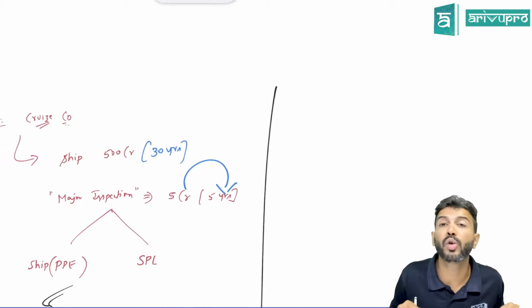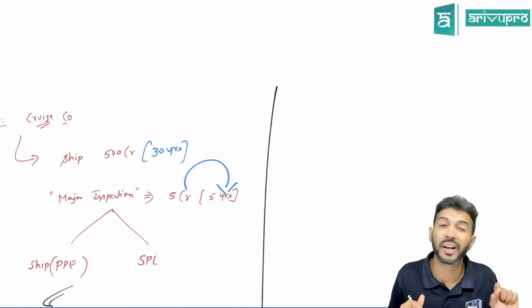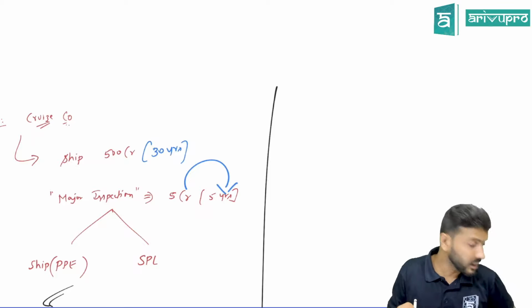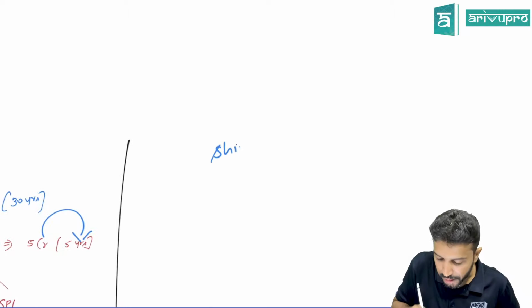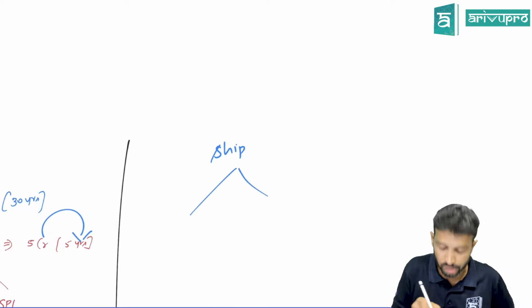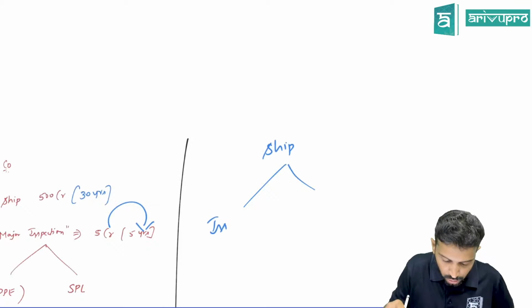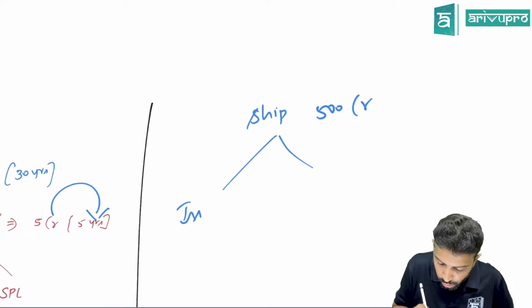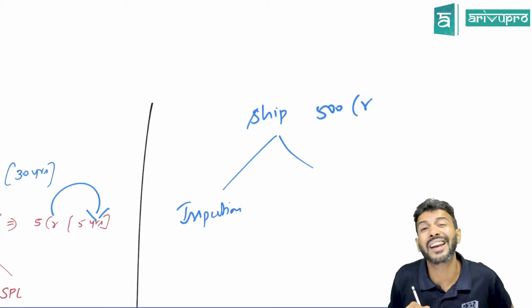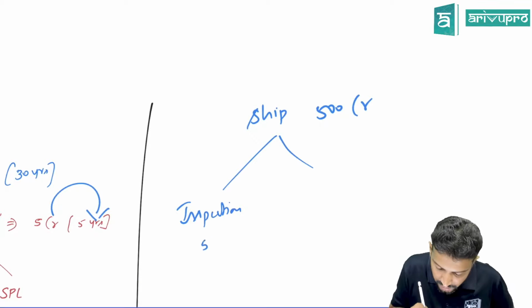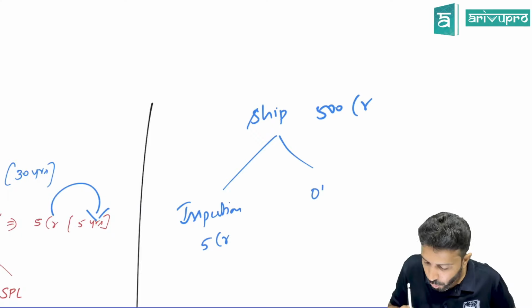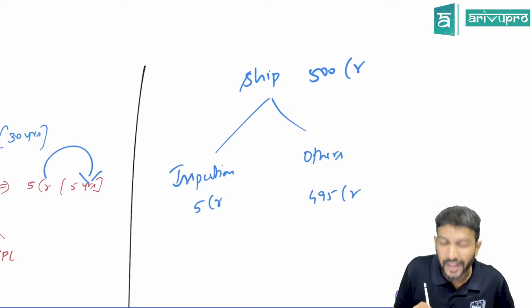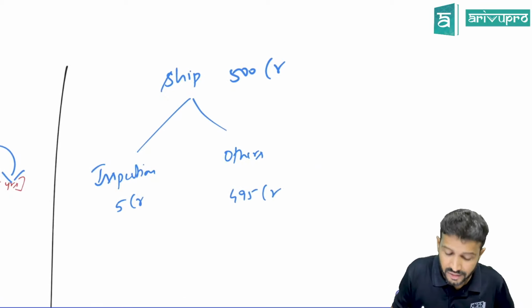That means what accounting do you have to follow here? Just now I used one keyword. Remember what the keyword was? Component accounting. That means this ship has 2 components here. The ship's total cost may be 500 crores. Out of this 500 crores, how much relates to inspection? 5 crore relates to inspection. And the others is 495 crores.